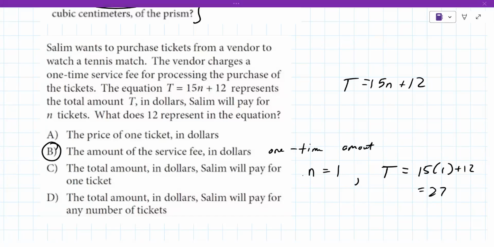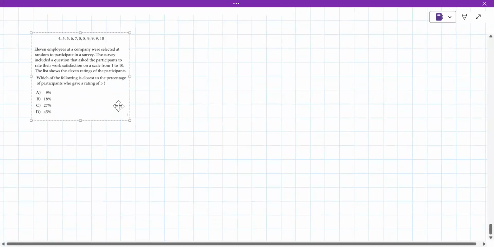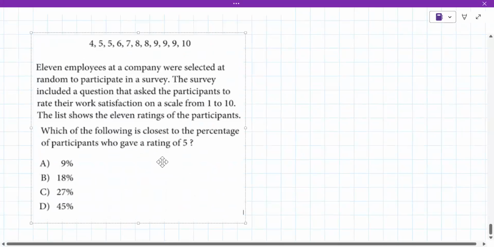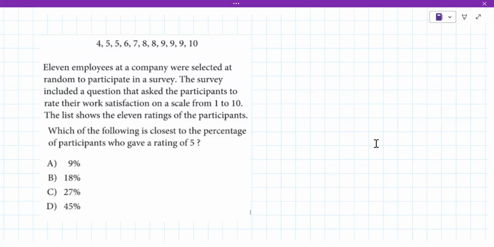Try one more here. Notice that these are a lot of story word problems. That is a style that you see on the test. So go ahead and take a look at this one, read the call to action first, and then see if you can come up with the correct answer.